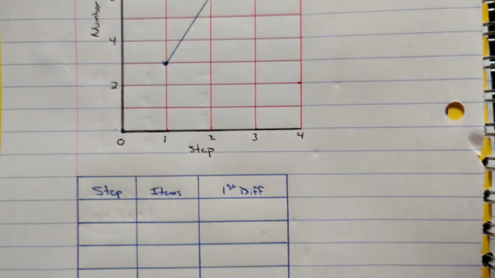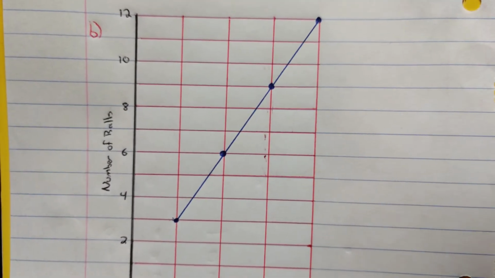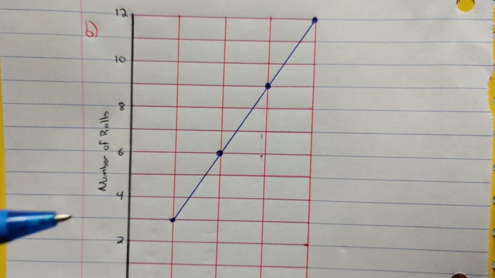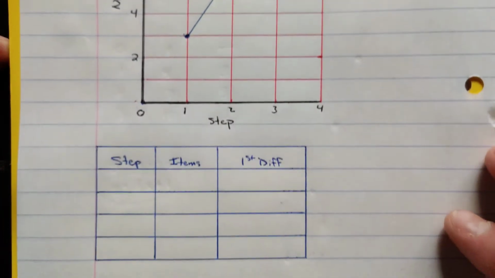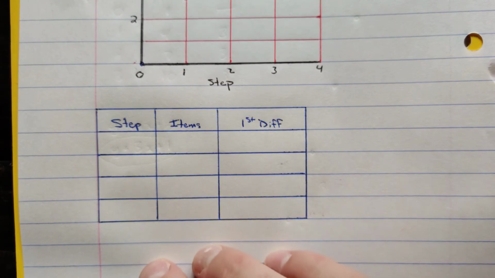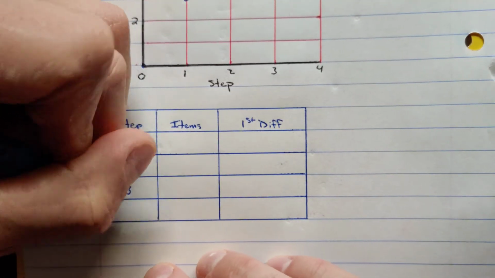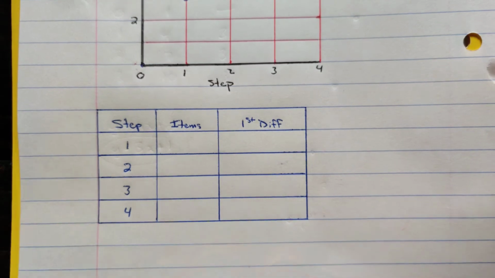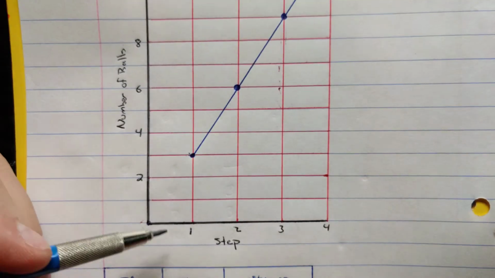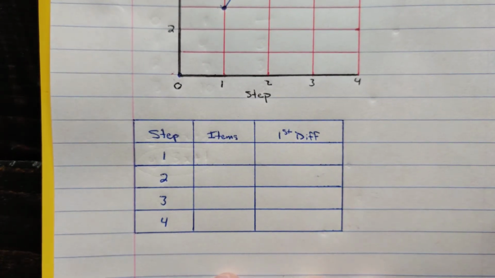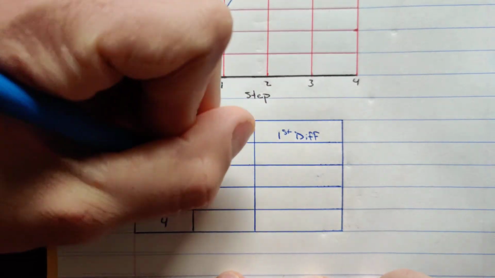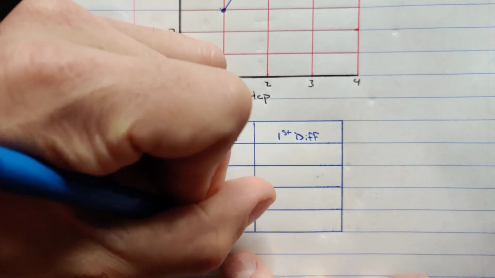Now, if you're given the situation instead of the pattern, say a graph already, step 1 has 3 items, step 2 has 6 items, step 3 has 9 items, and step 4 has 12 items. The first thing we can do is represent this with a table. So we have steps 1, 2, 3, and 4. Why didn't I start at 0 on this one? Well, I don't have 0 listed here. I have 1, 2, 3, 4, so I'm just going to list out the steps I have. Those were 3, 6, 9, and 12.